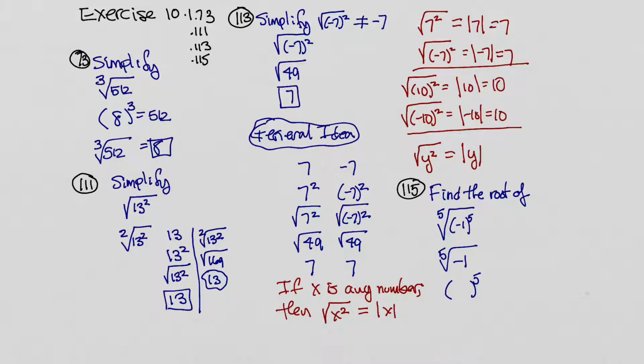So we're going to make a guess here. It's not too hard to guess this one. What do you think you're going to put in here? We're going to put in a negative 1. So what we're going to say here then is that the fifth root of negative 1 to the fifth is negative 1.